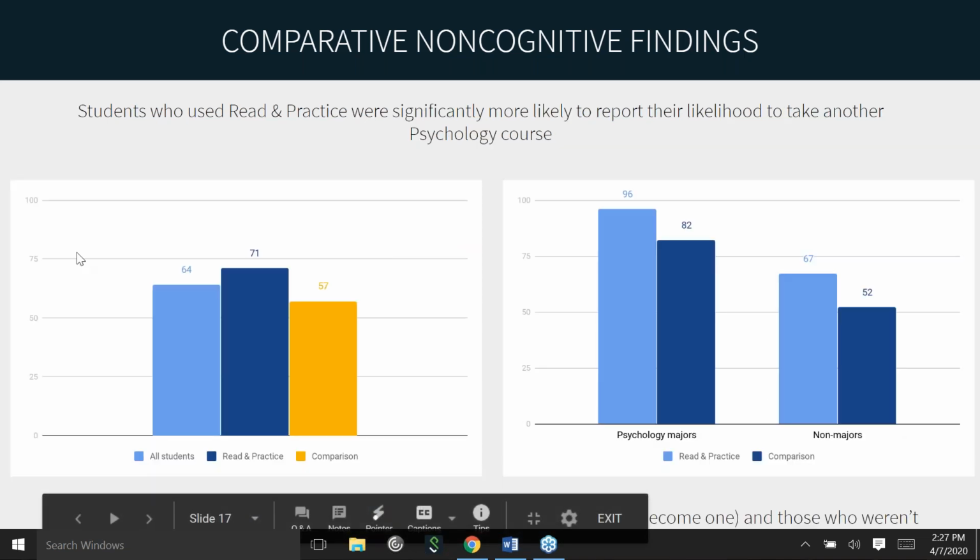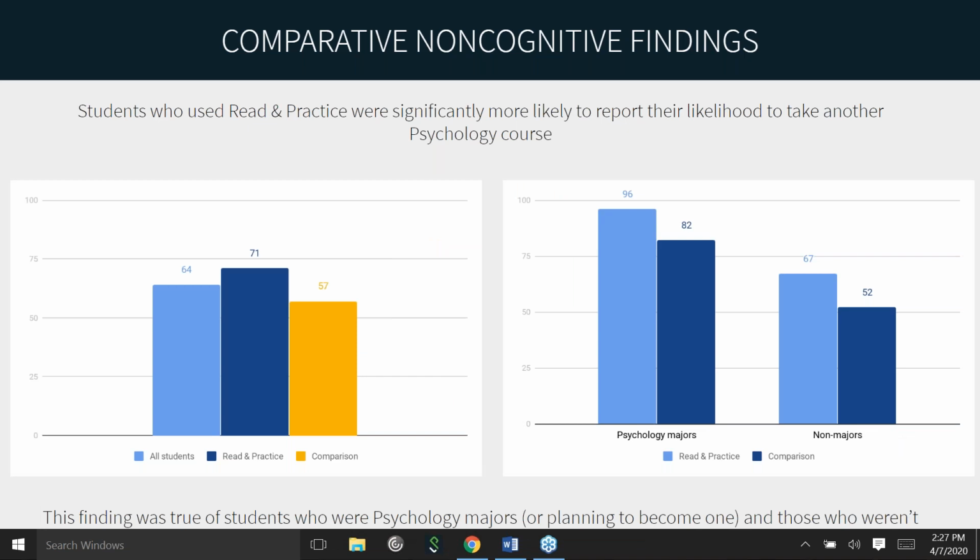Then we wanted to look at their likelihood to take another psychology course. In the graph you see on the left-hand side, 64% of students indicated overall that they would likely take another psychology course. 71% of those who had used Read and Practice indicated that they would likely take another course, and 57% of those in the comparison group.